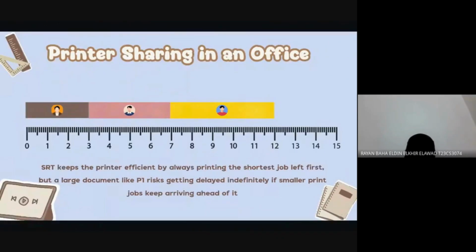SRT keeps the printer efficient by always printing the shortest job left first, but a large document such as process 1 risks getting delayed indefinitely if smaller print jobs keep arriving ahead of it.